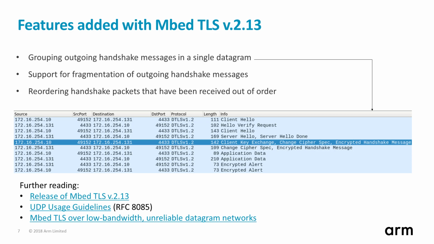First, support for fragmentation of outgoing Handshake messages. This allows the use of Mbed TLS across networks with datagram links with MTU sizes as low as 512 bytes, making it suitable for NB-IoT networks. And second, reordering Handshake packets that have been received out of order. This reduces the number of retransmissions necessary to complete the handshake, and therefore increases handshake efficiency and reduces network load.